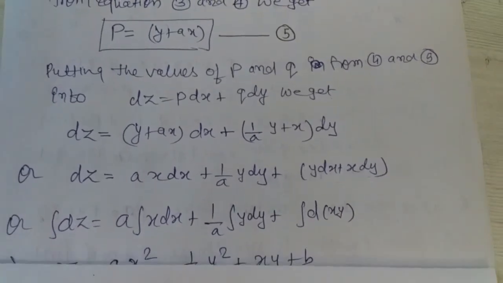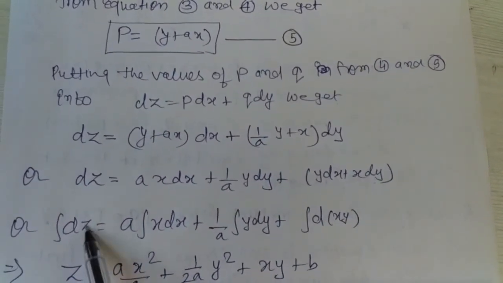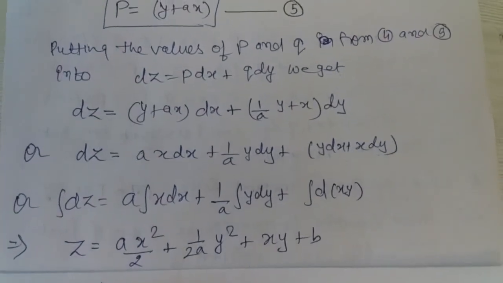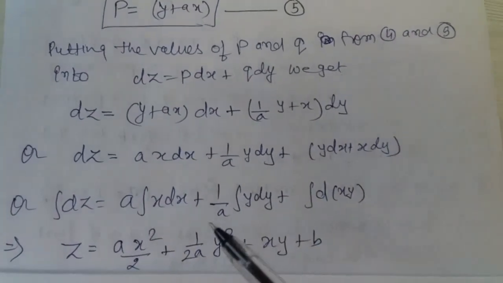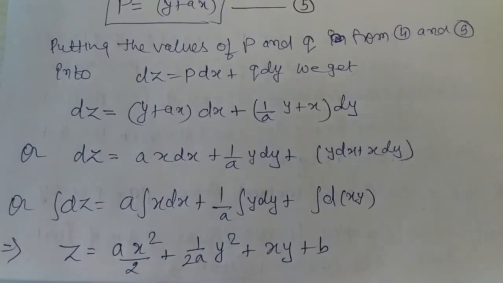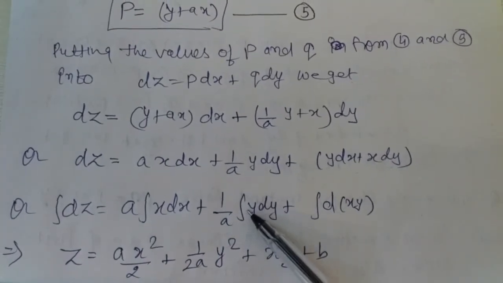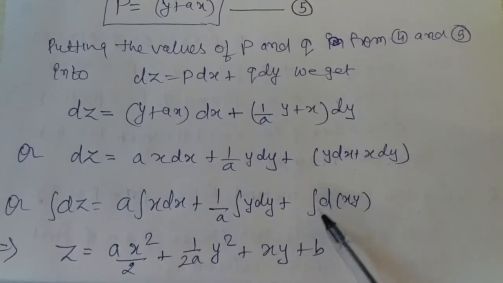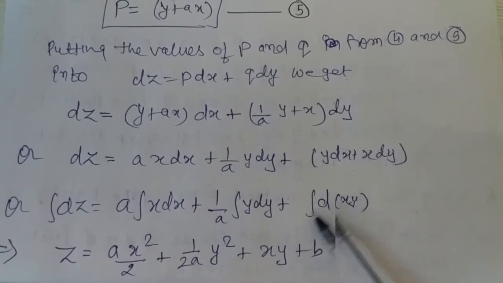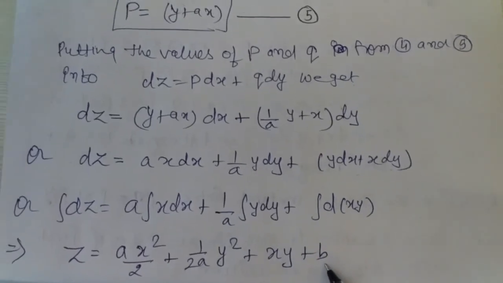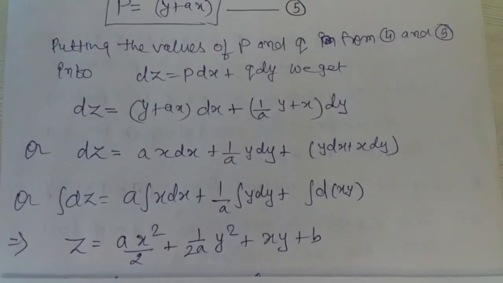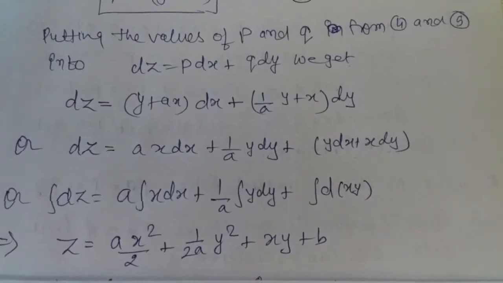Now integrate. We get the integration of dz equal to z, equal to the integration of ax, which is a x square by 2, plus the integration of 1 upon ay dy, which is y square by 2a, plus the integral of the derivative, which is the function xy, plus b, the constant of integration. So this is the complete integral.